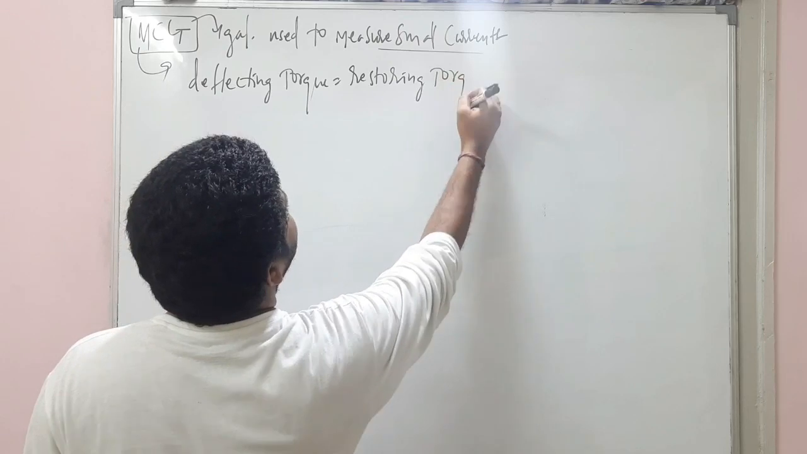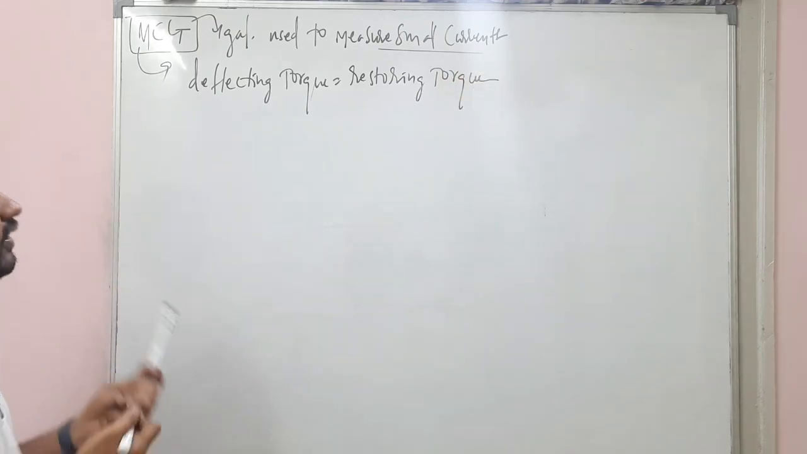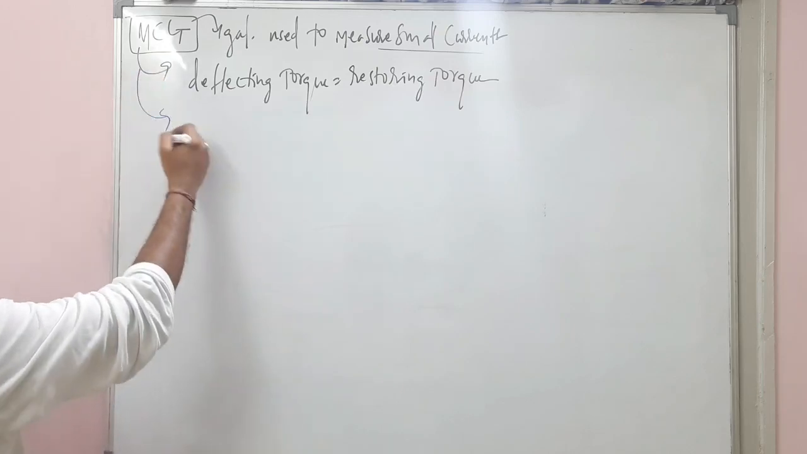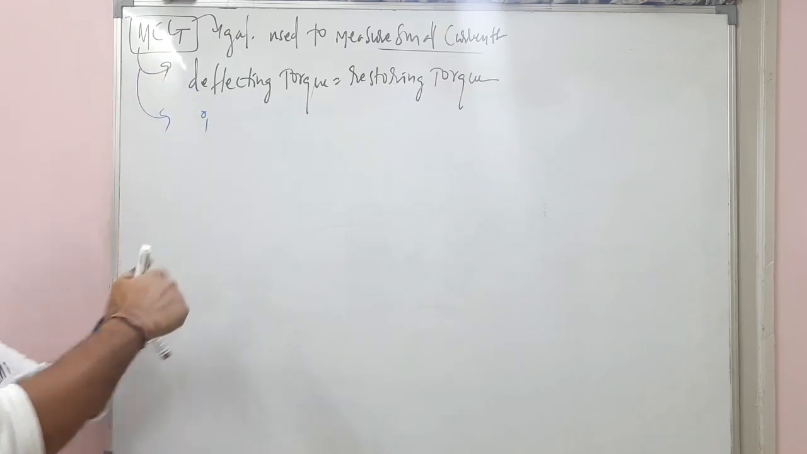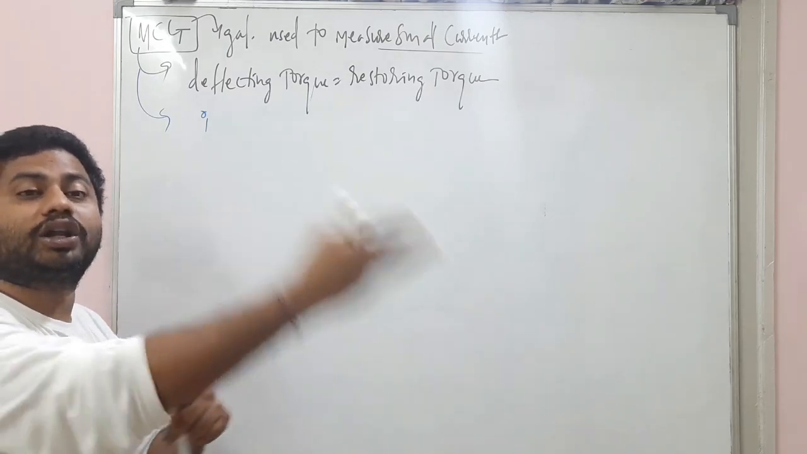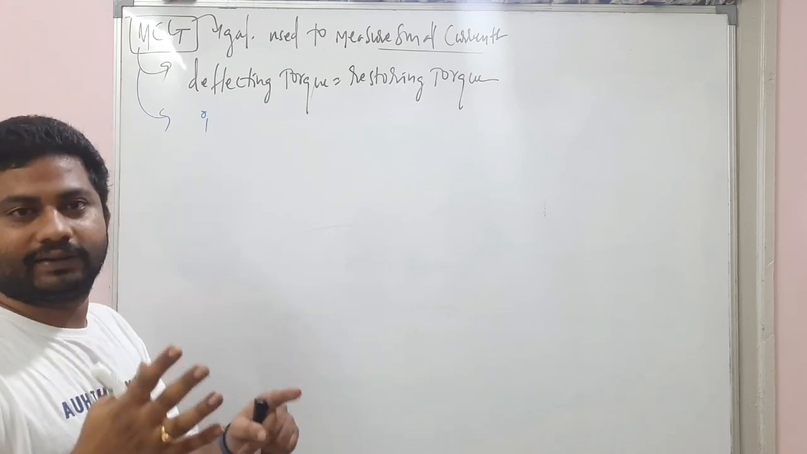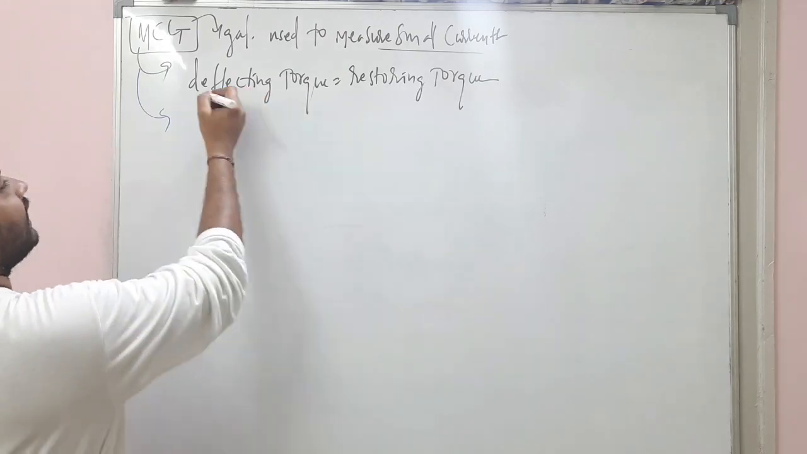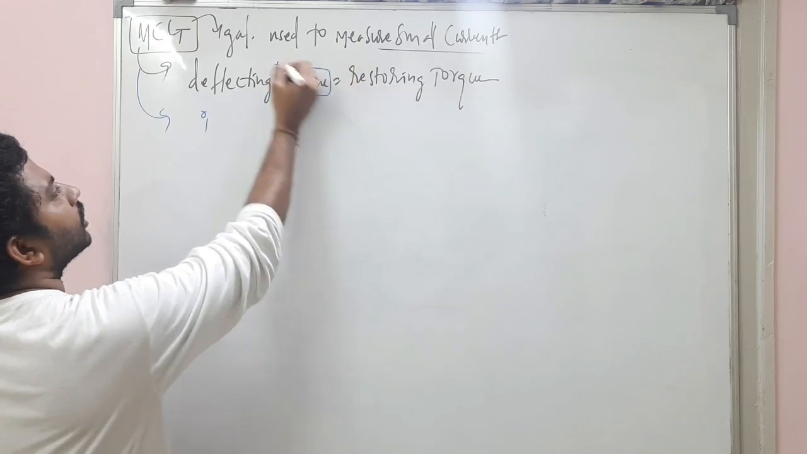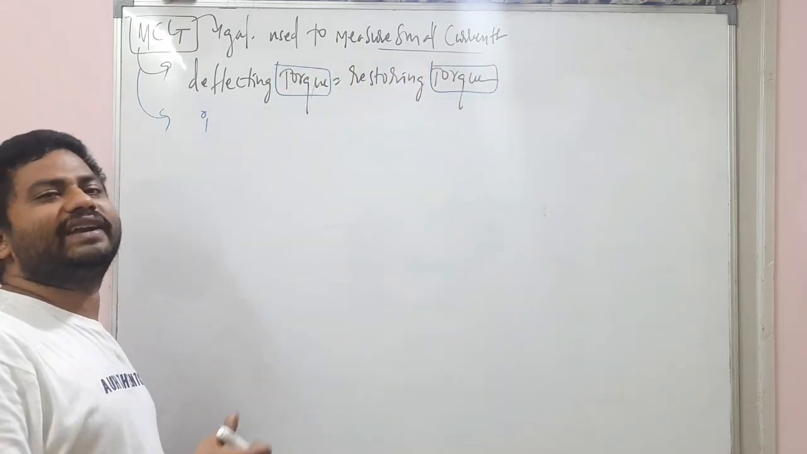Deflecting torque is exactly equal to the restoring torque. According to this, we have got an expression for the electric current passing through the coil. This concept depends on the torque experienced by a coil which is kept in a magnetic field. Students, there is a torque concept behind it. See, the deflecting torque, restoring torque. This comes immediately after the discussion of torque.